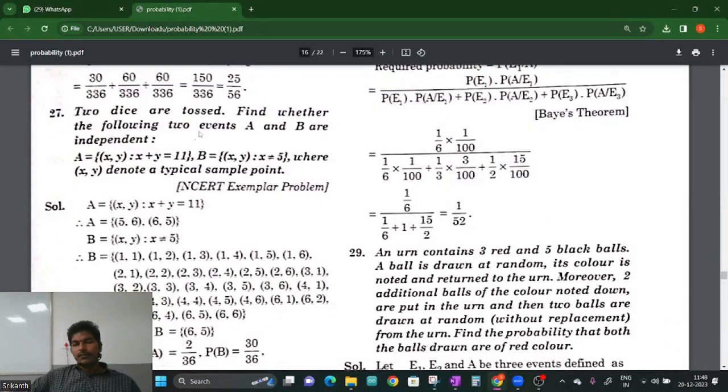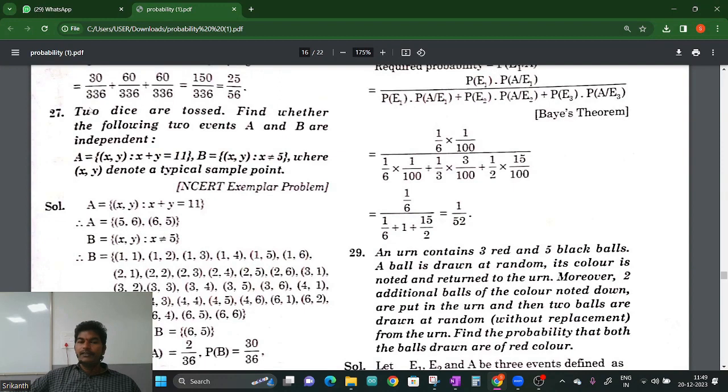Next, two dice are tossed. Find whether the following two events A and B are independent. A is (x, y) such that x plus y is equal to 11. B is (x, y) such that x is not 5, where (x, y) denotes the typical sample point. So what did he say about A? x plus y should be 11, so you can take (5, 6) and (6, 5). And B is (x, y) where x should not be 5.